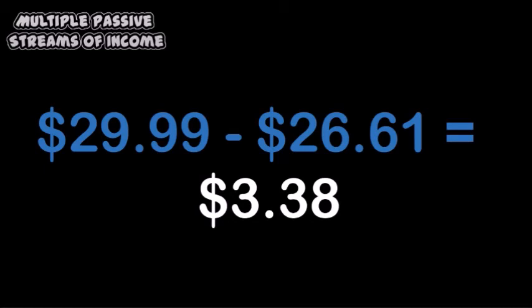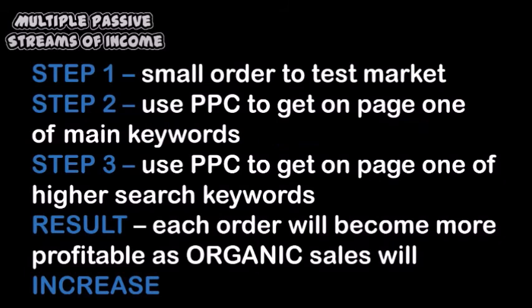Now, that may seem like nothing, and it isn't anything substantial right now, of course, but remember, the first order is to test the market, to make sure it can sell, and then to use PPC to get to page one of some of the lower search keywords. And I am on page one for the keywords in my title. I will do a video in the future showing some more details about sales and PPC costs. But once you get to some page ones, then you aim your PPC to some higher search volume keywords. And as you optimize and add to your page one results, the profits will get better over time.